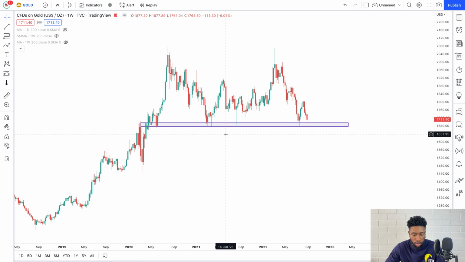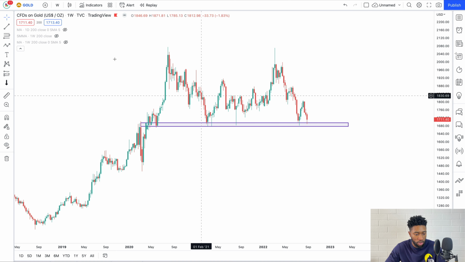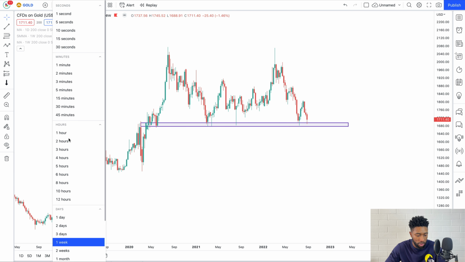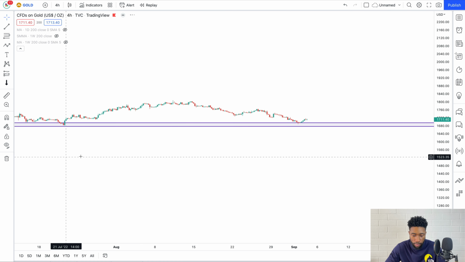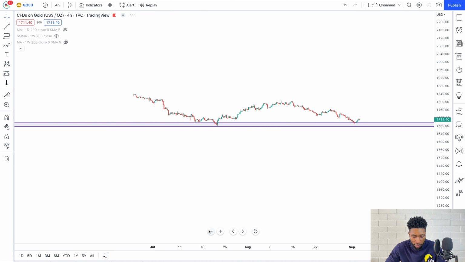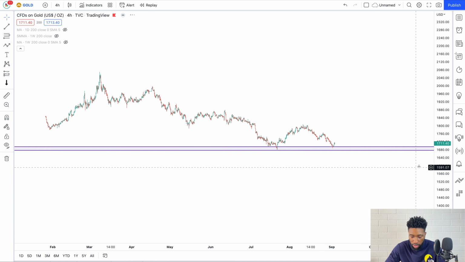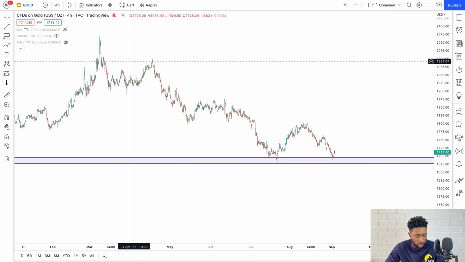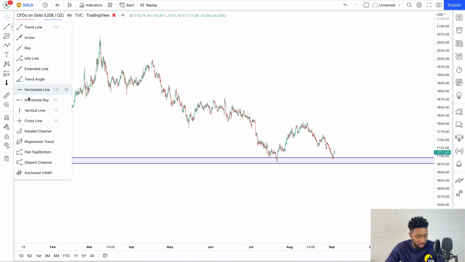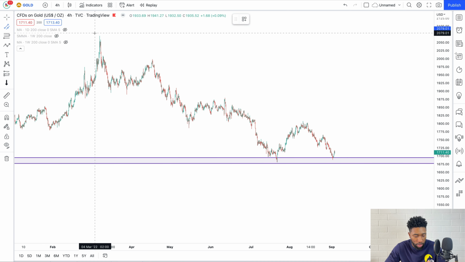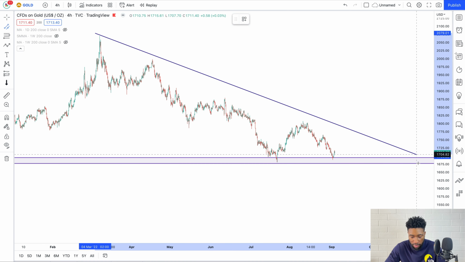Something to pay attention to is that we are bouncing off the solid weekly support level right now on gold. Moving down to the lower time frames, I'm going to start from the 4-hour time frame. On the 4-hour time frame, we've got our channel. We drew this last week and we actually took advantage of some really interesting moves in our weekly analysis from last week. So I'm going to put in this channel. We've been following this channel for quite some time.